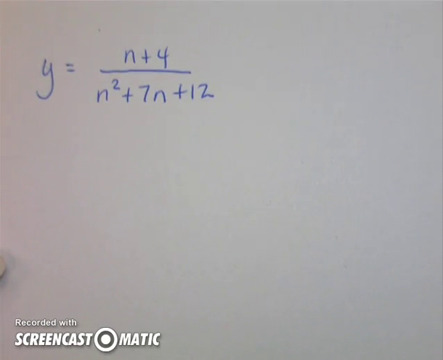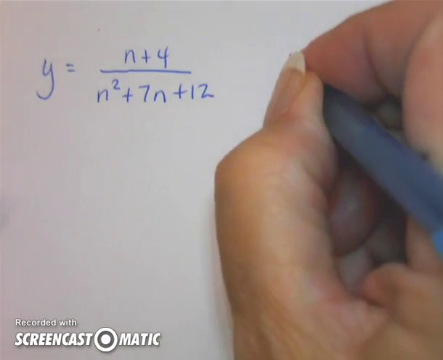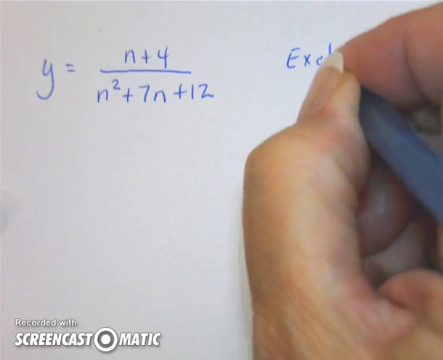This is a rational equation. And to be able to graph it and determine some things about it, I need to look at the different parts of this graph, or this equation. I need to find my excluded values.